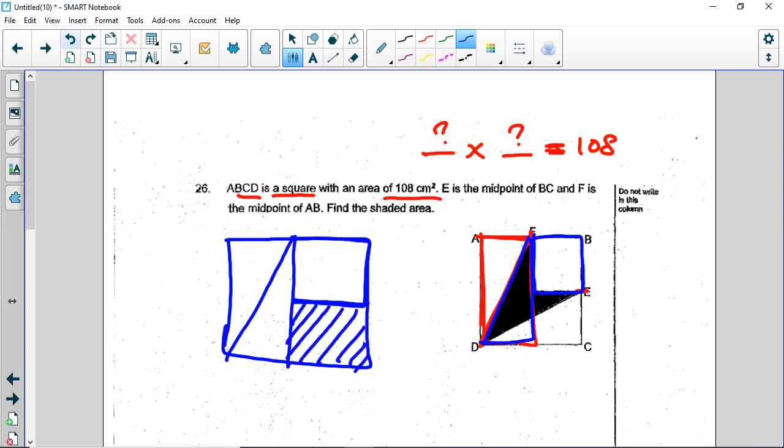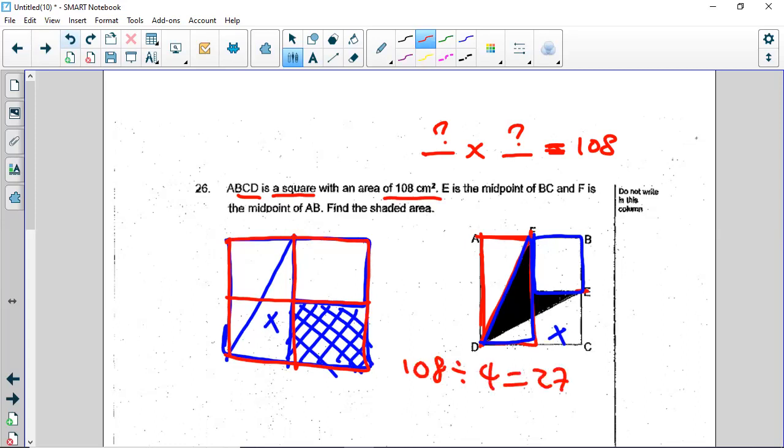After you cut and paste this triangle onto here, then you have formed a rectangle that's unshaded. Then where would be the shaded area? The shaded area will have to be here already. Then you cut the big square into identical smaller squares. So can we now find the shaded area? 108 divided by 4, and you get 27 centimeter square, which is the shaded area.